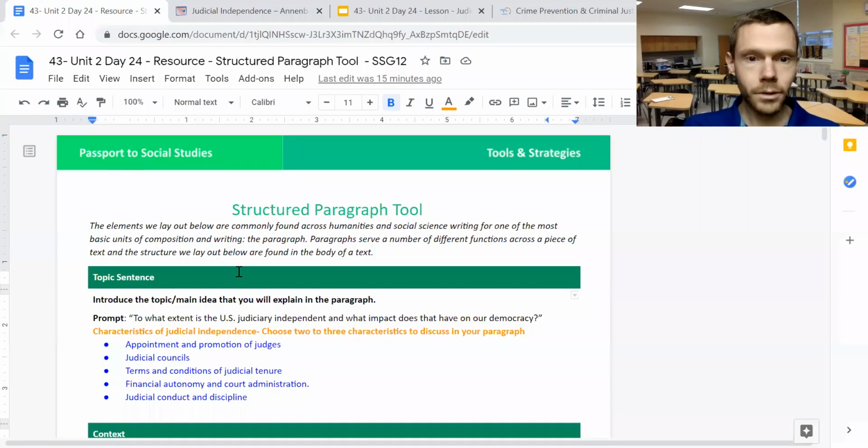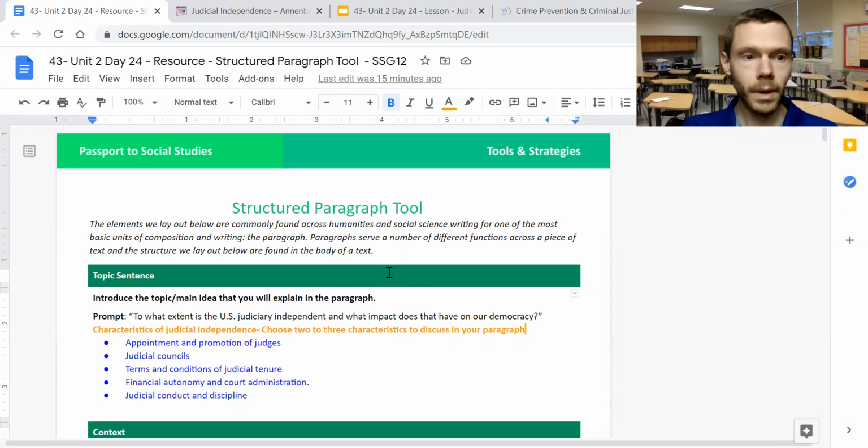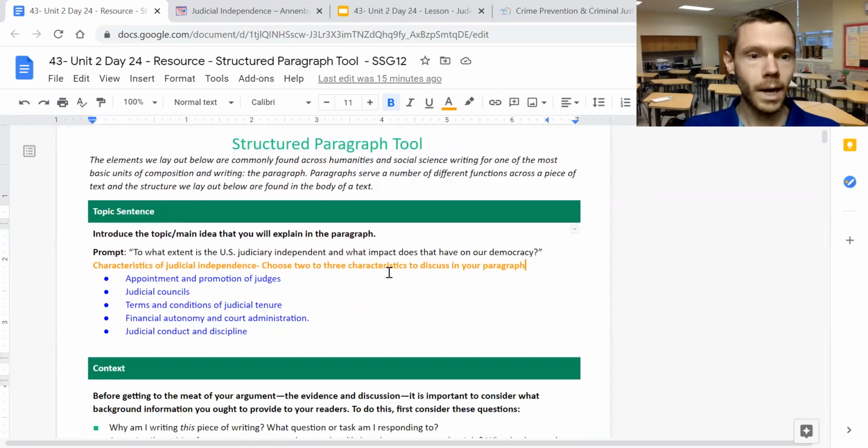Then, going back to the structured paragraph tool, we want to think about how we might organize our paragraph to effectively convey our position on the prompt to our readers. We'll start with our topic sentence, and we'll want to consider what the characteristics of judicial independence are. My recommendation, what I tell my students, is to think about two or three characteristics of judicial independence to actually discuss in your paragraph.